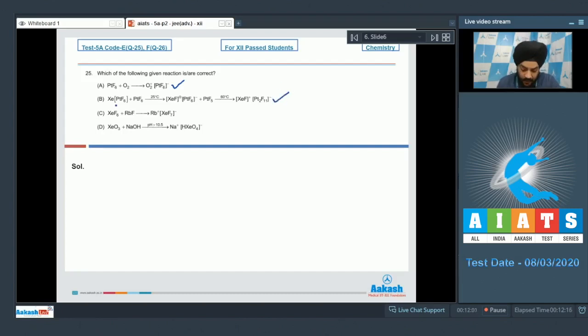If we talk about the third reaction now, XeF6 reacting with RbF leading to the generation of RbXeF7. This is a correct reaction, students. These alkali metal fluorides act as fluoride donors.